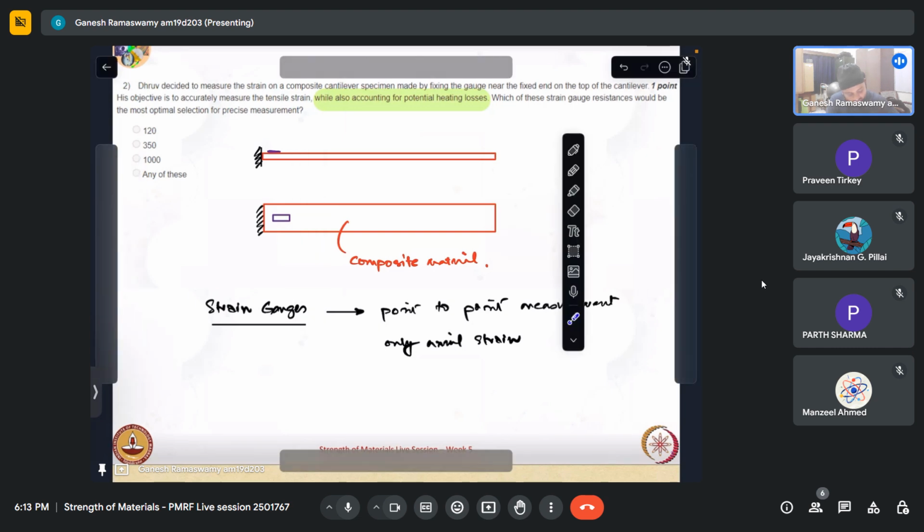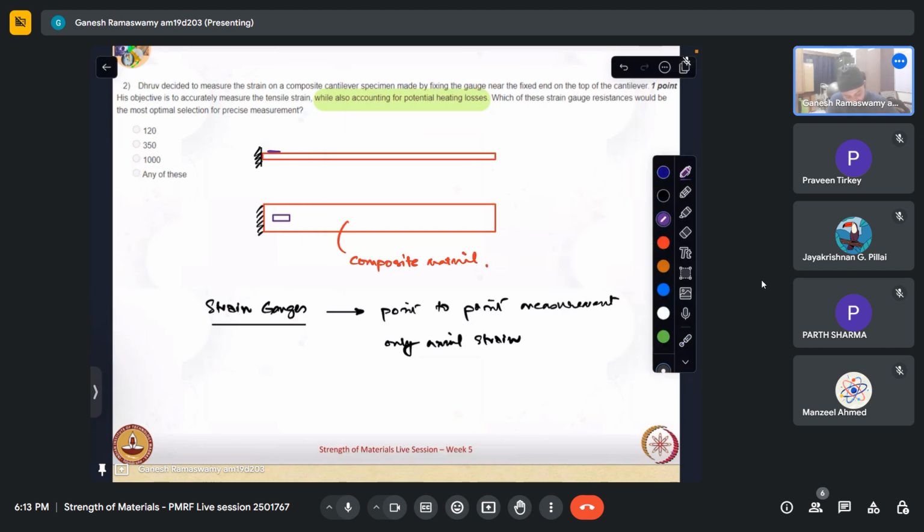So in this light, ideally, if there were other resistances given which were higher, we should be choosing the highest of them all to make precise measurements of our mechanical strains.